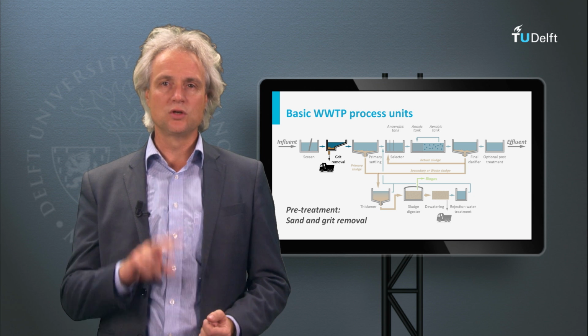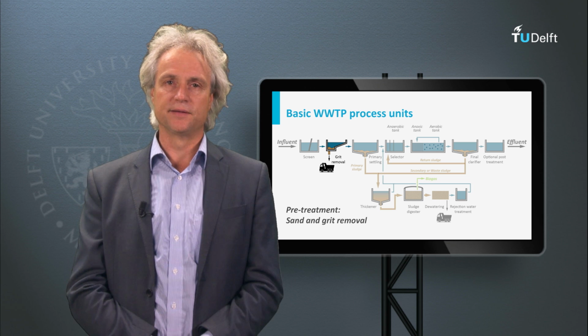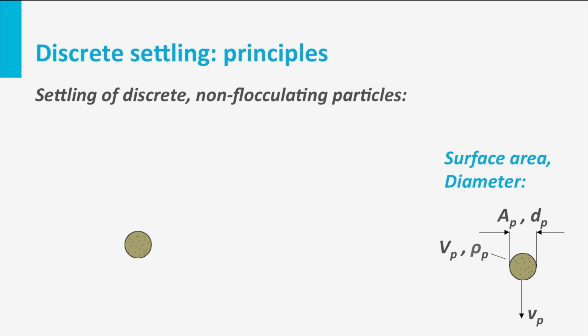Basically, we can distinguish two types of settling: discrete settling and flocculent settling. In discrete settling, the particle size, shape and specific density do not change in time. Discrete settling is regarded as a non-interactive settling of particles from a dilute suspension, for instance, the settling of grit and sand in water. During the settling, the particle velocity accelerates until a constant velocity is reached.